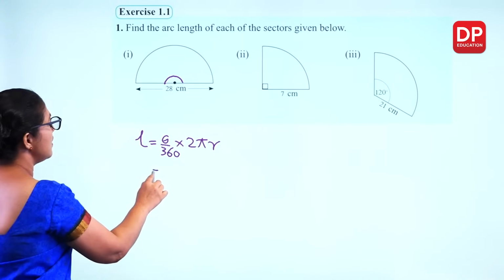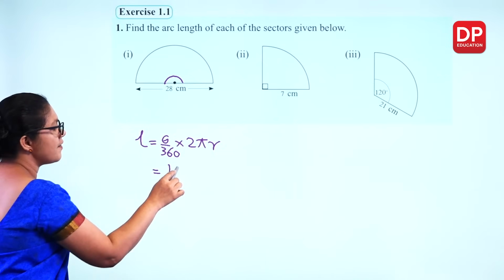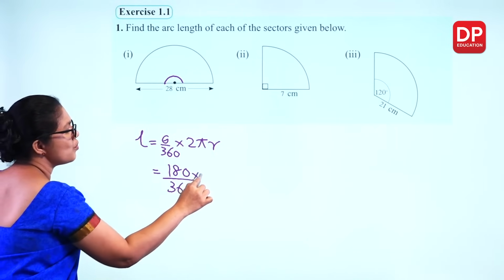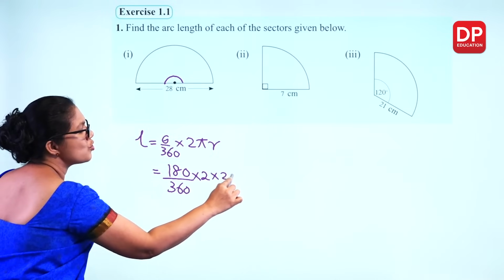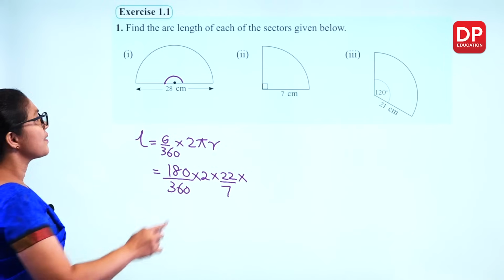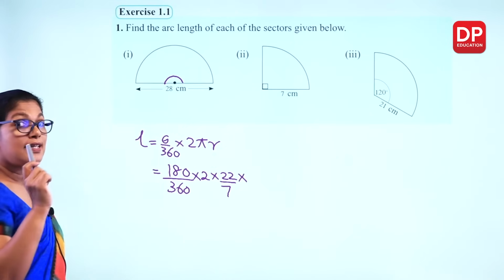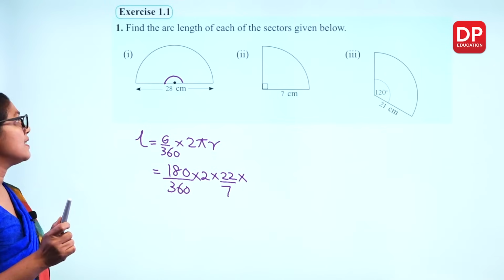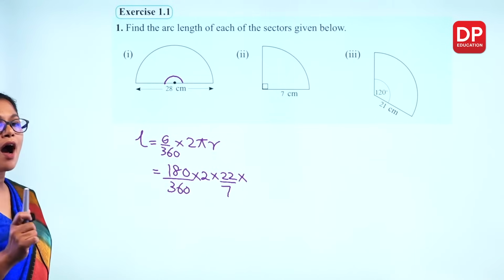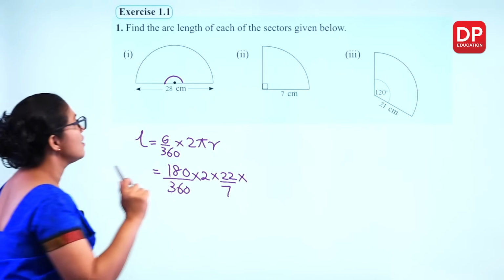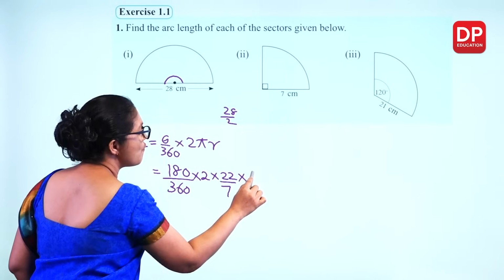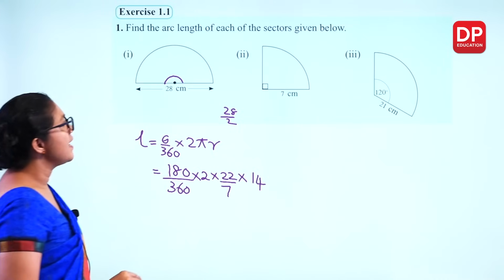Now here, what's the angle? It's 180 over 360. 2 pi value is 22 over 7. And what's the r value? This is given as the diameter. So what's the radius? Half of it. What is half of 28? 28 divided by 2, you get 14 as the radius.